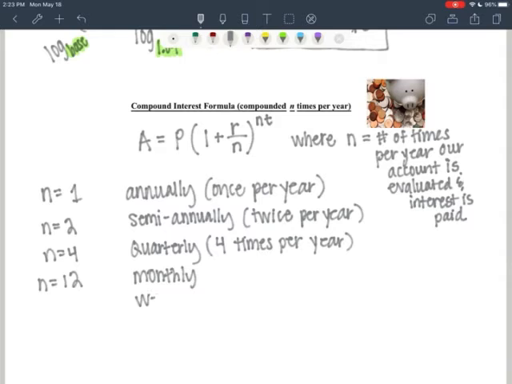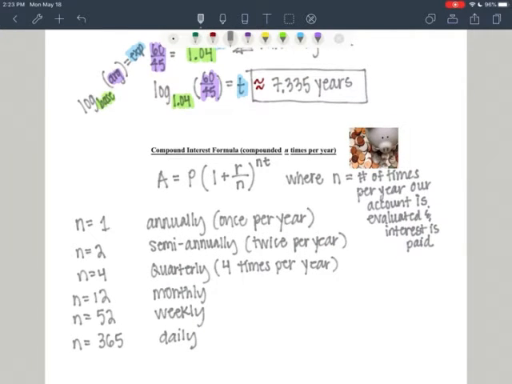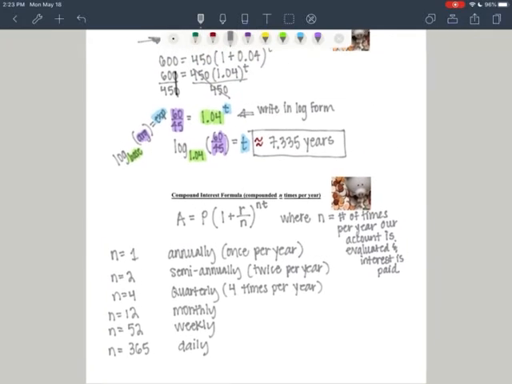And what if they evaluated our account weekly? Well, N would equal 52, the weeks in a year. And what if it was daily? If it was daily, then N would equal 365. So there's some background on the formula and the different examples of what N could be.